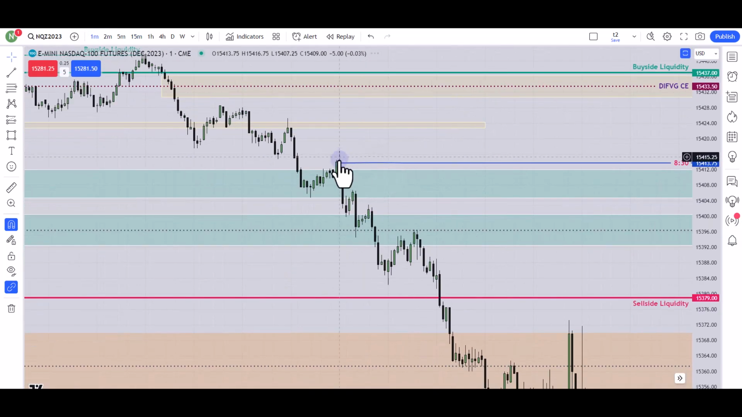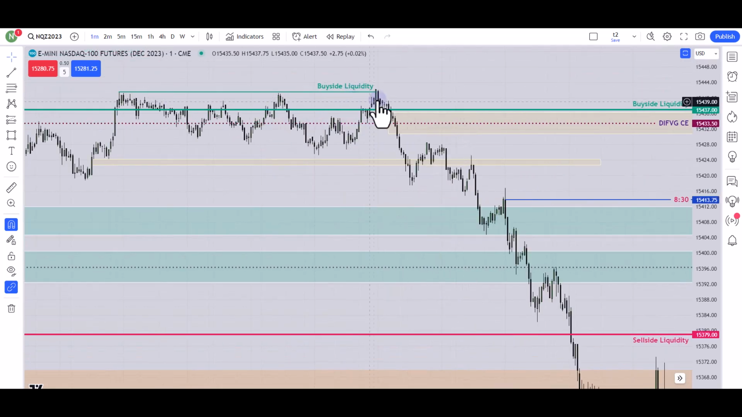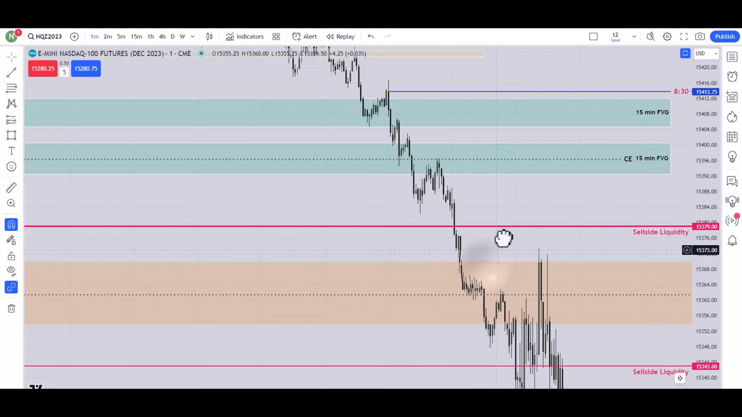Then the market broke lower. This is the 8:30 opening. I marked it. This is actually the shallow run. You see this is a very shallow run. So I was thinking the market will respect any of these 15-minute fair value gaps and then go higher. Then you can see the market actually respected every fair value gap very nicely, then came back to the consequent encroachment of the 15-minute fair value gap, cleared this sell side liquidity.